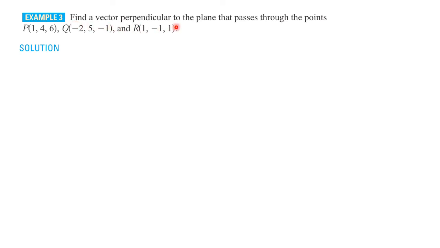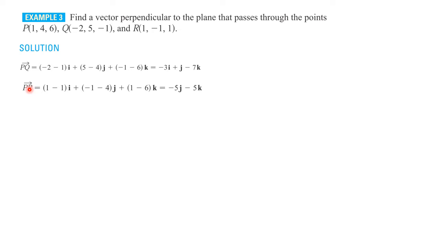Find a vector perpendicular to the plane that passes through the points P, Q, and R. P, Q, and R lie on the plane. So first find vector PQ, which is Q minus P: minus 2 minus 1, 5 minus 4, minus 1 minus 6. Simplify it, we'll get minus 3i plus j minus 7k. Now find PR: 1 minus 1, minus 1 minus 4, 1 minus 6. Simplify it, we'll get minus 5j minus 5k.